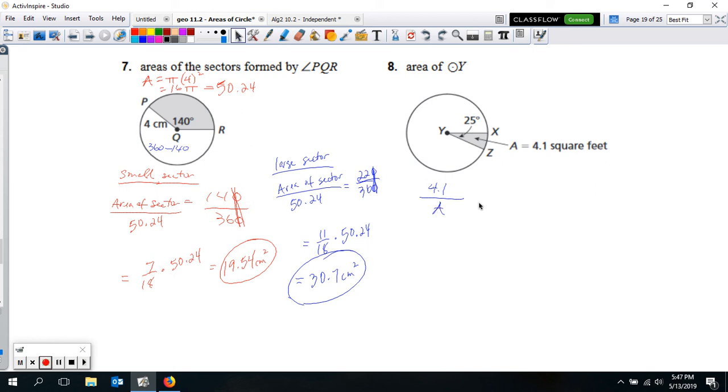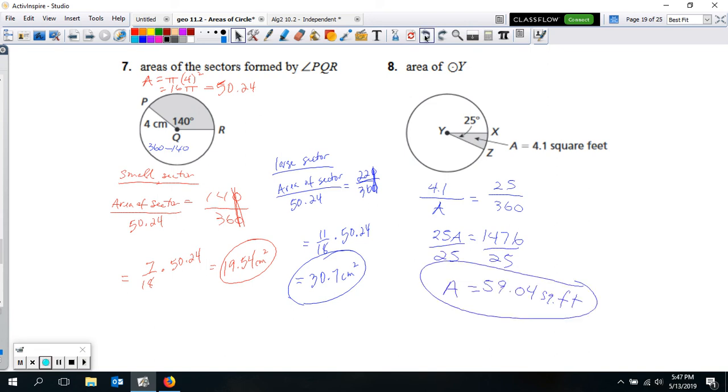Letter A there is equal to 25 over 360. So that's going to be the measure of the arc over the 360. And if we cross multiply, that's going to be 25 times A and then 4.1 times 360. So 25A is equal to 1476 when I multiply 360 times 4.1. Divide by 25 then, and on the calculator that's going to be 59.04, so there's our area, 59.04 square feet.